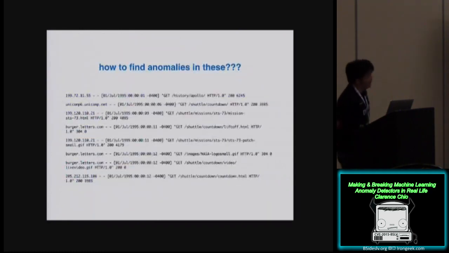How do we find anomalies in these? Let's say you have a web server and you have a bunch of logs. It's not entirely clear how you would mine this data and generate a bunch of metrics that you can perform classification on, for example. Feature engineering is really the bulk of the work in machine learning, as many people will tell you.